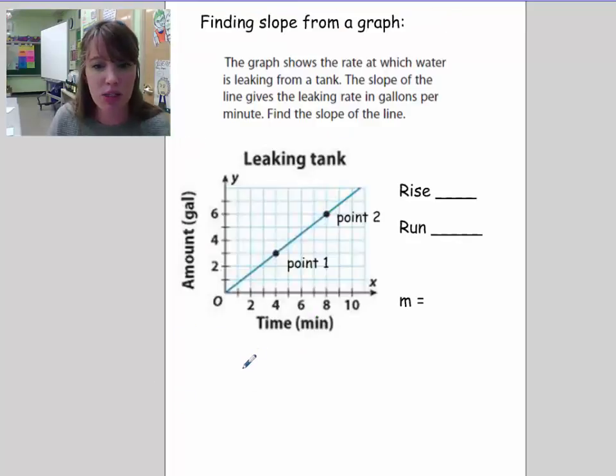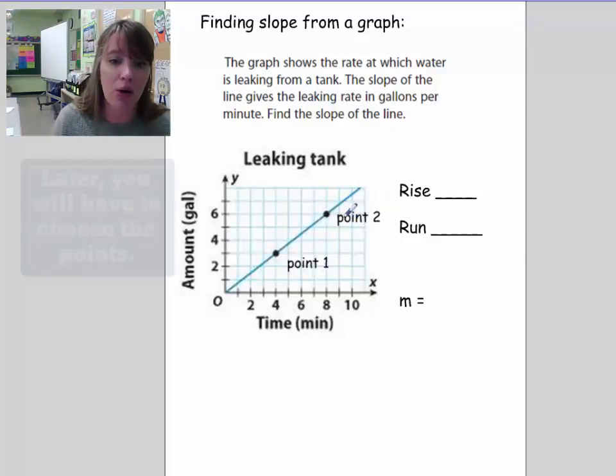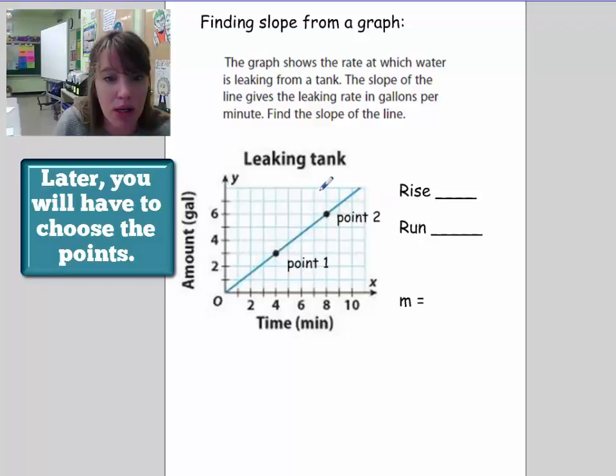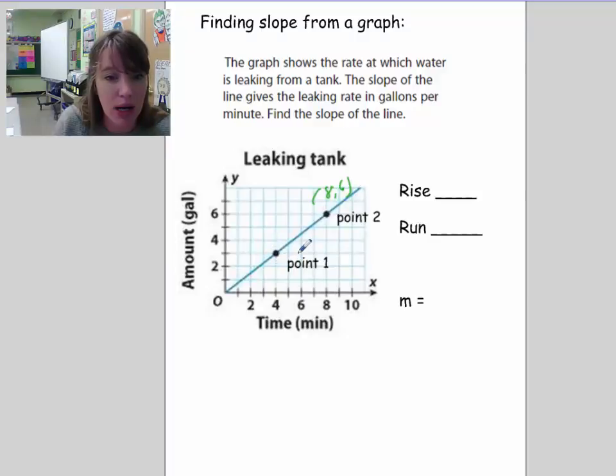Okay, so let's practice finding the slope of a graph. This is a straight line, so the rate of change is referred to as a slope. It shows the rate at which water is leaking from a tank. The slope of the line gives the leaking rate in gallons per minute. Find the slope of the line. So here's point 2 and here's point 1. Now, point 2 has an x coordinate of 8 and a y coordinate of 6. And point 1 has an x coordinate of 4 and a y coordinate of 3.